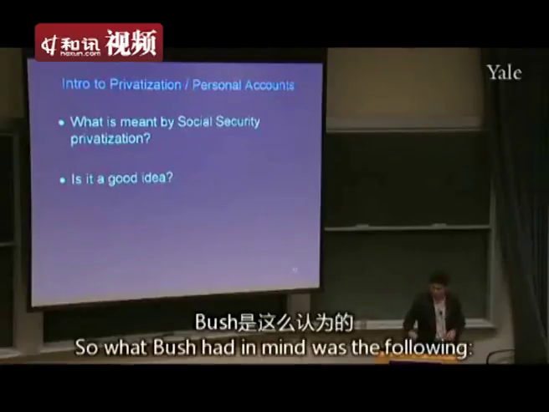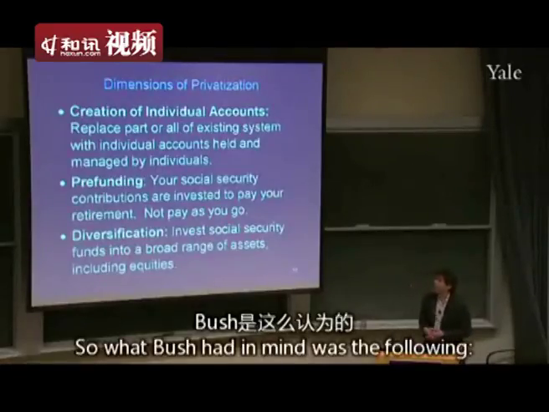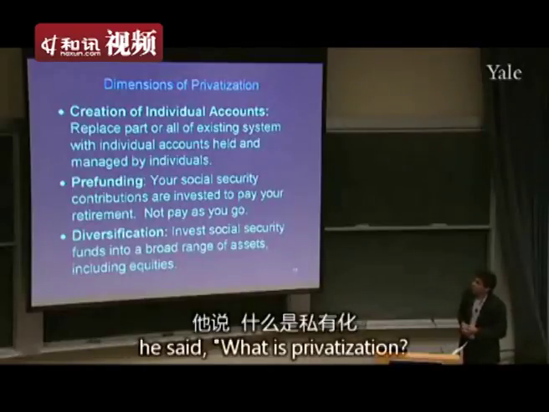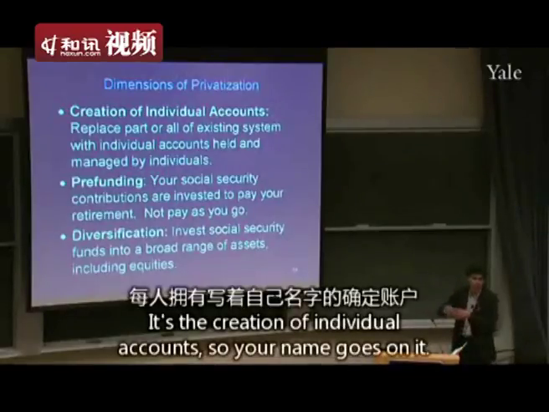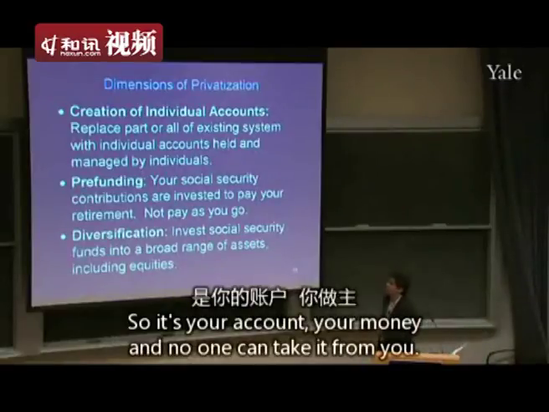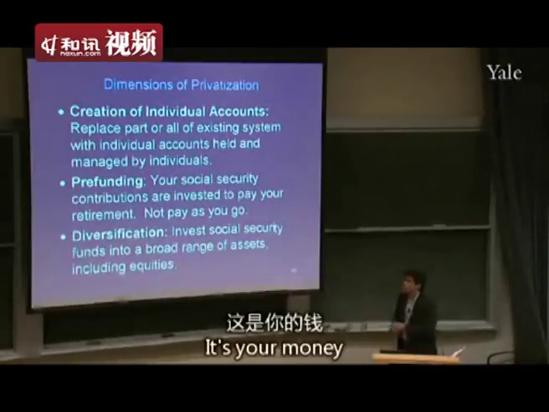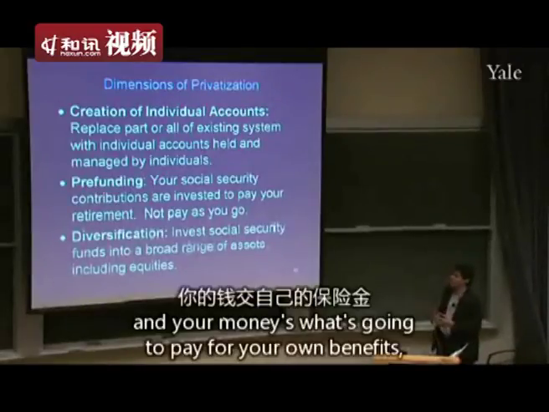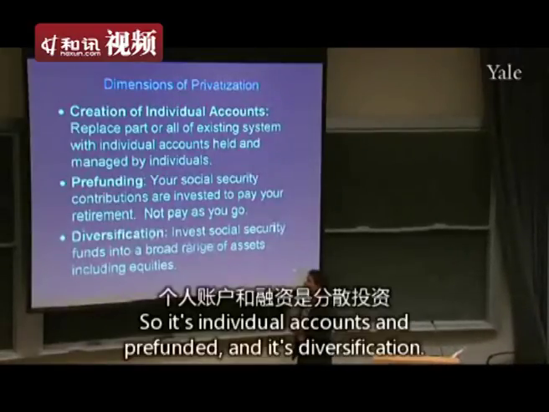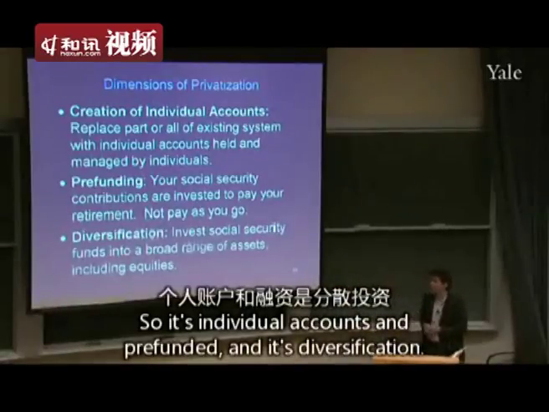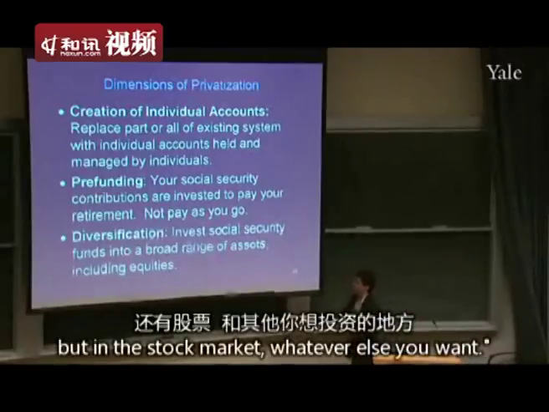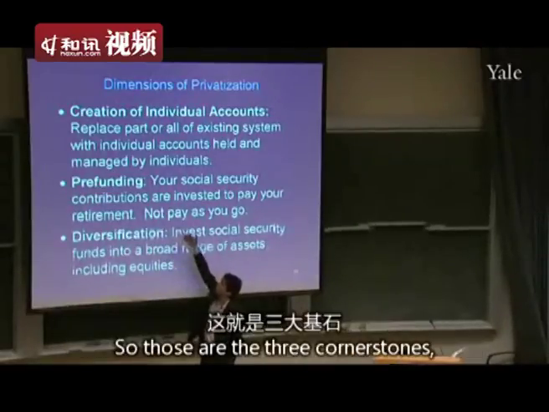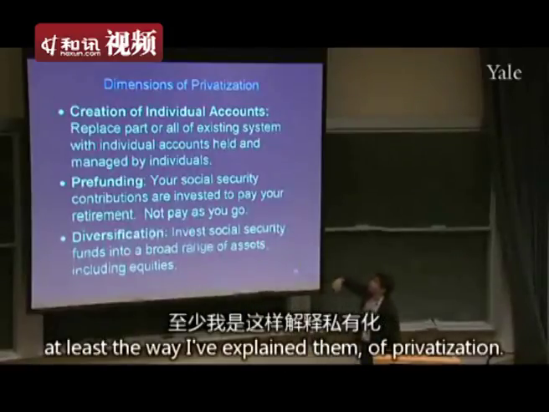What Bush had in mind was the following. He said, what is privatization? It involves 3 things. It's the creation of individual accounts, so your name goes on it. So it's your account, your money, and no one can take it from you. Your money is what's going to pay for your own benefits, so it's pre-funded. And it's diversification. You're supposed to invest not just in government bonds, but in the stock market, whatever else you want. Those are the three cornerstones, at least the way I've explained them, of privatization.